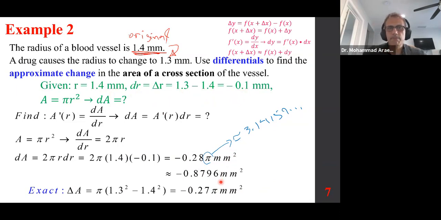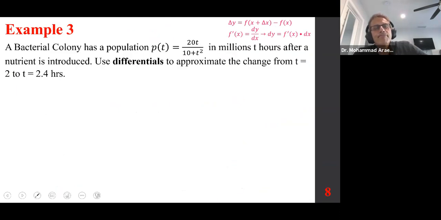Let's look at the next one. We are interested in the following. A bacterial colony has a population of P of t equals 20t over 10 plus t squared, in millions, t hours after the nutrient is introduced. We want to use differentials to approximate the change from t equals 2 to t equals 2.4 hours.